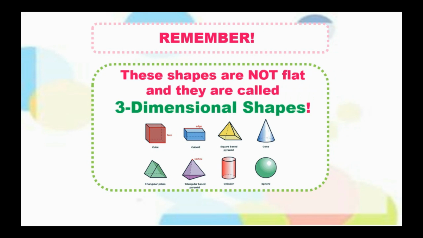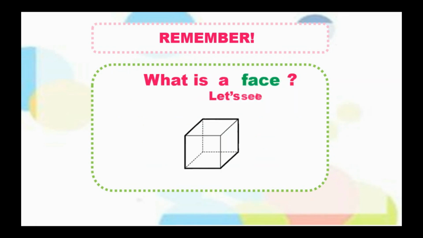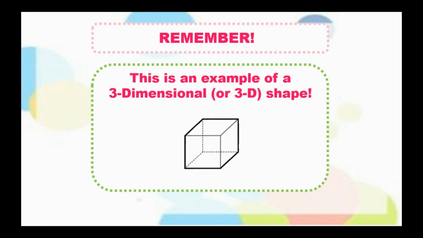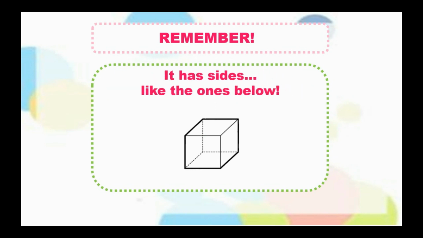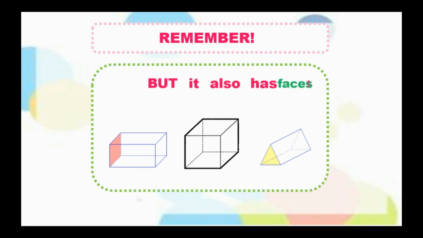And remember that these shapes are not flat and they are called three-dimensional shapes. Three-dimensional shapes are not flat because they have faces. What is a face? Let's see. This is an example of a three-dimensional or 3D shape. It has sides like the ones below. It has corners. But it also has faces.